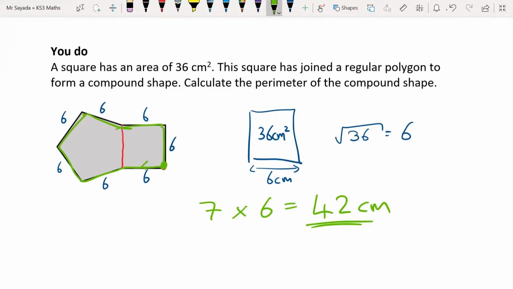Mark your answer. Correct it if necessary. Pause the video while you do that and press play once you're ready. You should have now fully marked and corrected this question.